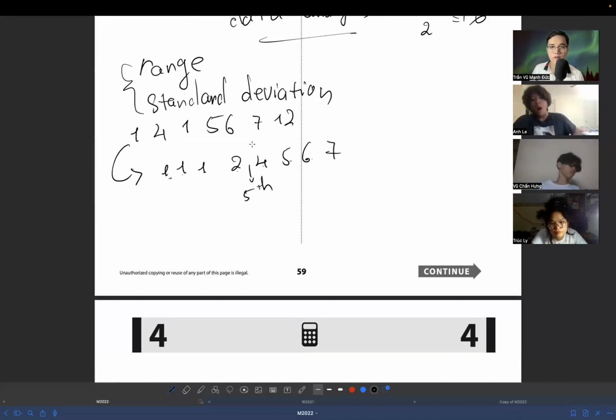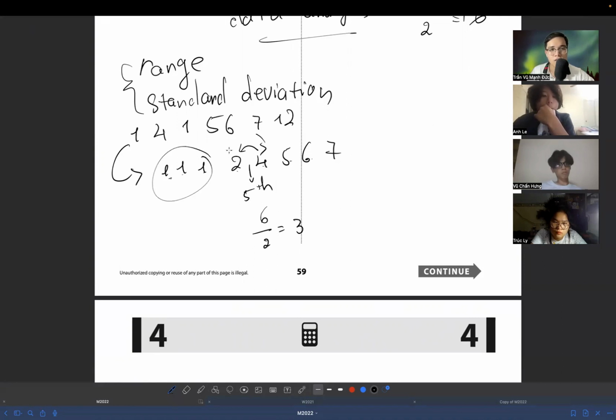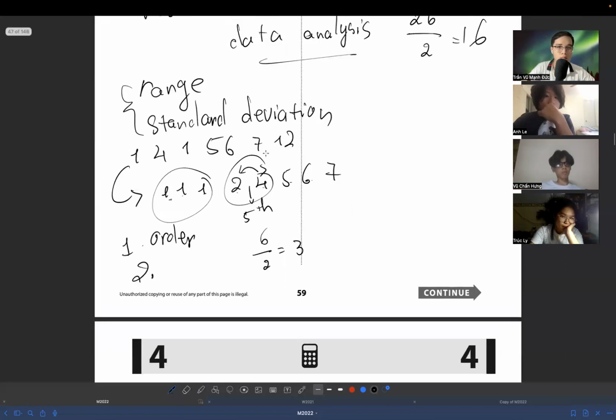And how can you calculate the 5th value? You just need to add up these two values, you have 6, and you just need to divide them by 2. Take the average of the two, which is 3. So the median is 3. So you're gonna have to order them first. This is the first step, order. And this is the second step, which is find the middle number.